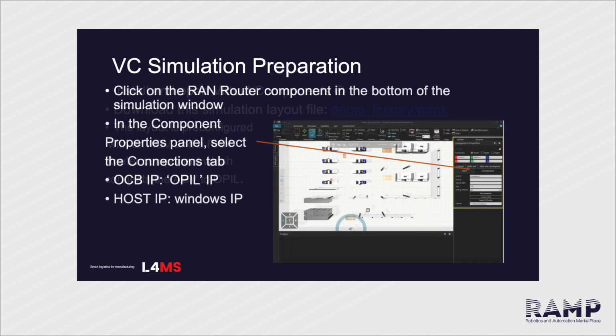How do we connect virtual RAN with the layout? There is a list of components in the VC software. You can search for RAN Router, and on each component's panel you select the Connections tab and you define OCB IP, which is the OPIL Automated Platform IP, and the host IP, which is your computer's IP, so OPIL library can communicate with the VC software.